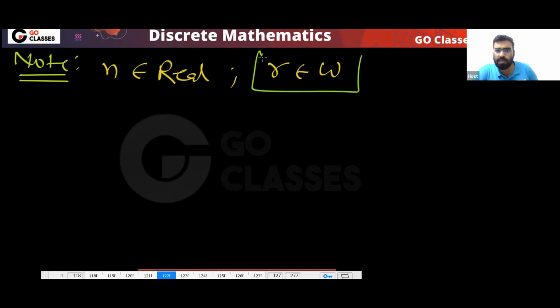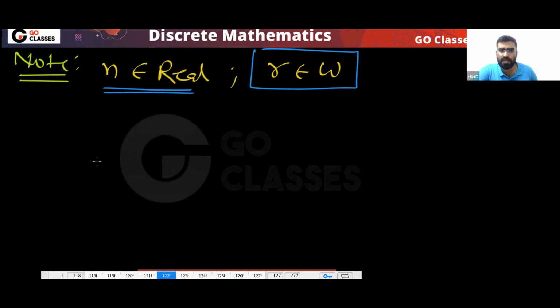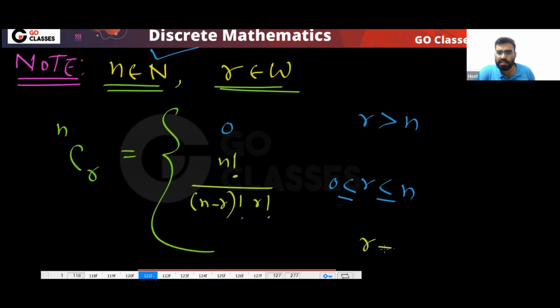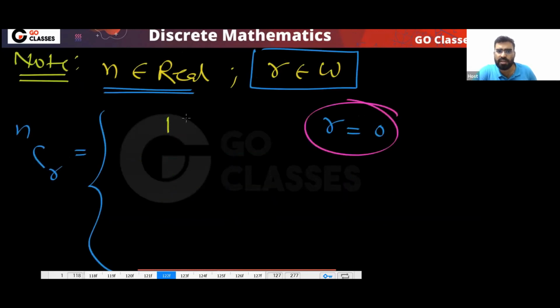if your n is not a natural number, if this n is a real number, n can be any real number. R should still be a whole number. R must be a whole number; r cannot be a real number. In this situation, what will be your NCR? If r is 0, then NC0 we always take as 1. So if r is 0, your NCR will always be 1. Here also, if your r is 0, your NCR will always be 1.